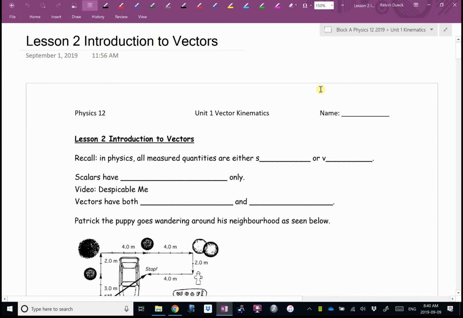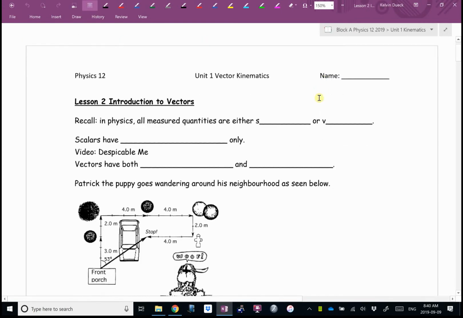I told you a few days ago that Physics 12, the first third, is a review of Physics 11. The big difference is we're going to be emphasizing vectors much more. So this is an introduction to the mathematics of vectors. Recall, in physics, all measured quantities are either something that begins with an S or something that begins with a V. Scalars or vectors.